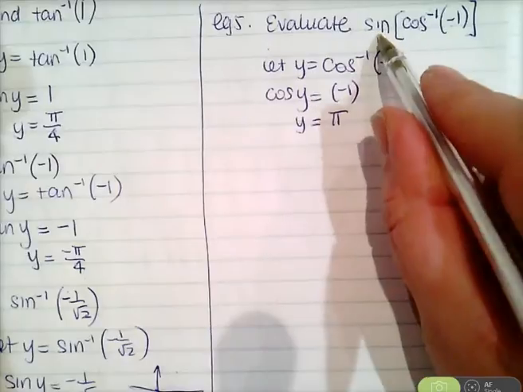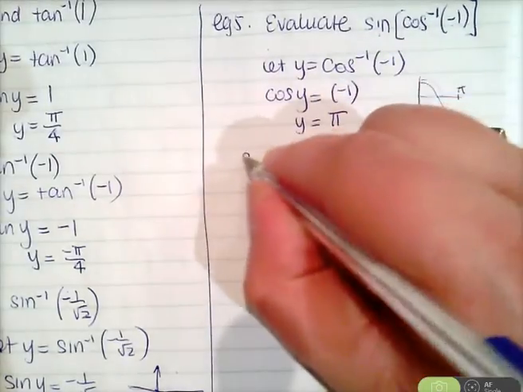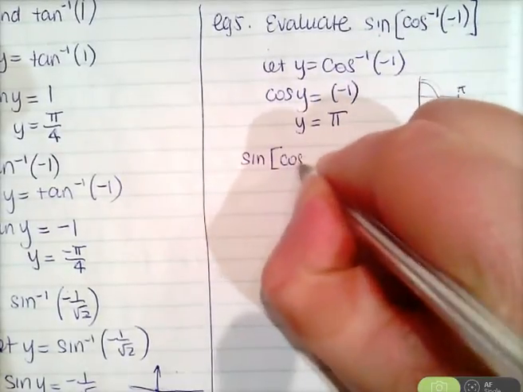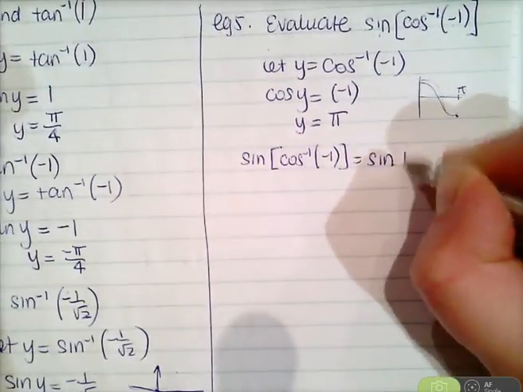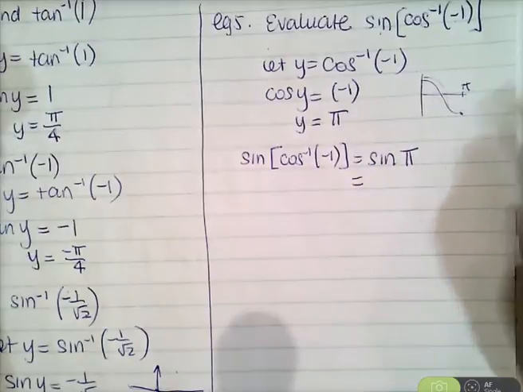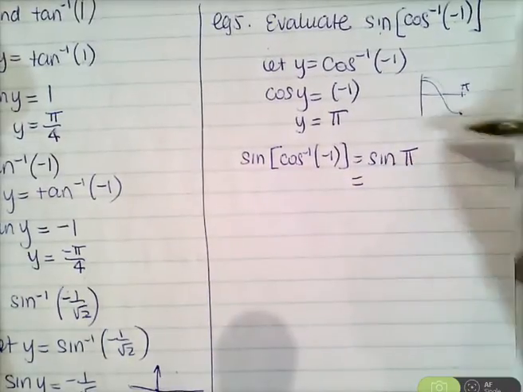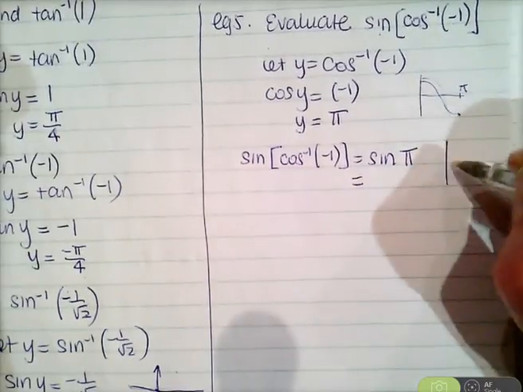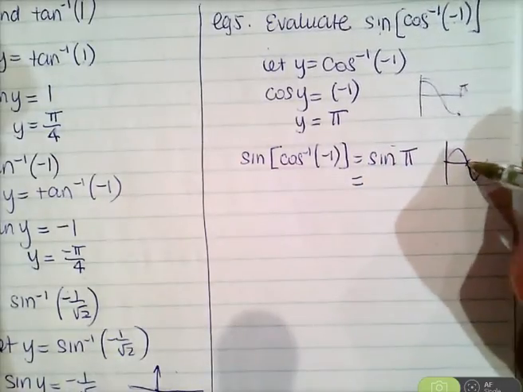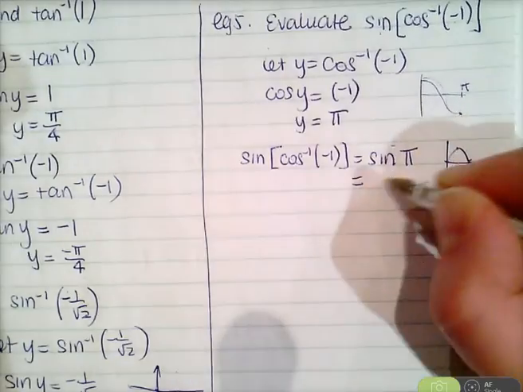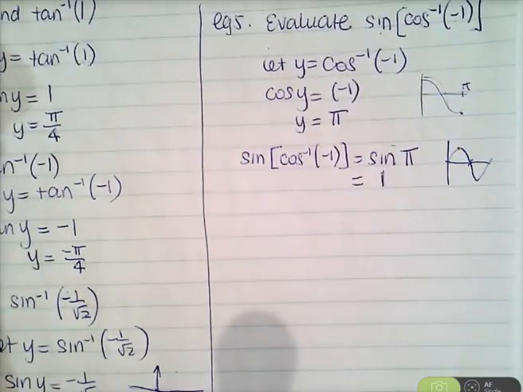So therefore here I'm really just evaluating the sine of the inverse cos of negative 1, which is the same as saying the sine of pi, and we know that we're now talking about the normal sine curve, okay, because there's no inverse sine there. So sine of pi, this is pi on 2, sine of pi is just 1, okay?